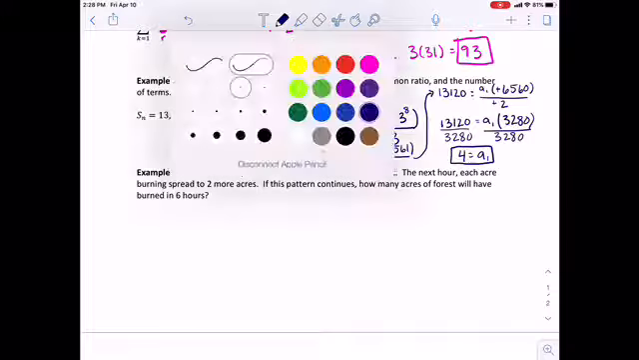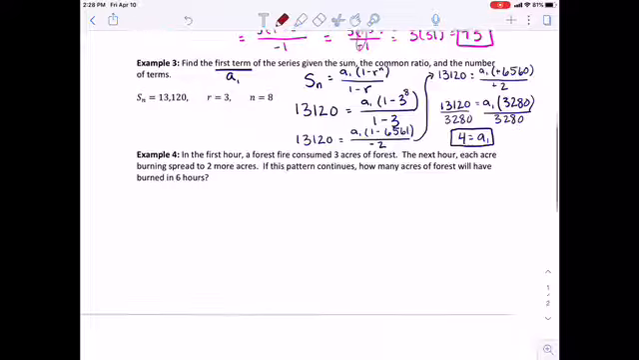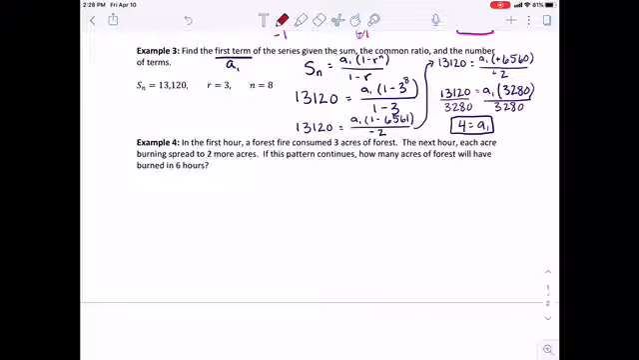Last but not least is the story problem that we're going to talk about now. It says, in the first hour, a forest fire consumed 3 acres of forest. The next hour, each acre burning spread to 2 more acres. If this pattern continues, how many acres of forest will have burned in 6 hours? Now, what I'm looking for here is the sum, how many acres will have burned. So I'm going to use my same sum formula that I've been using.